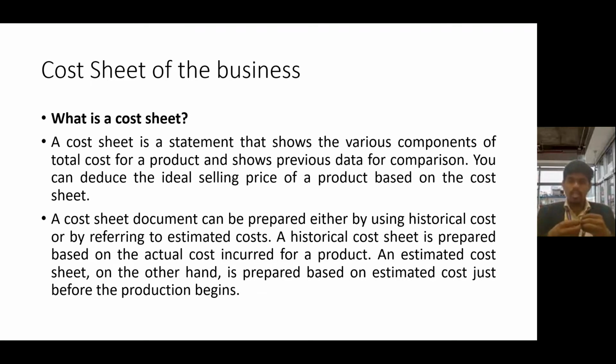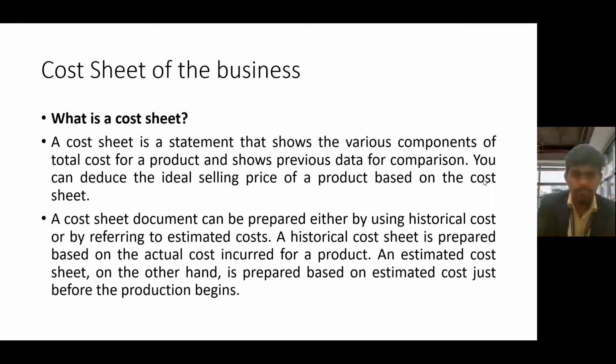An estimated cost sheet, on the other hand, is prepared on the basis of estimated cost before the production begins. So what will the estimated cost be? Before manufacturing, what all cost we are going to have, some predetermined cost will be applicable. Before starting production, certain costs will be estimated, so that will be the estimated cost sheet. This is about the cost sheet of the business.